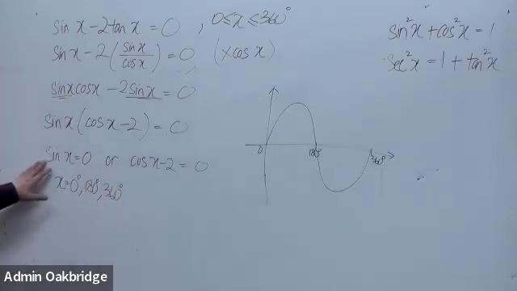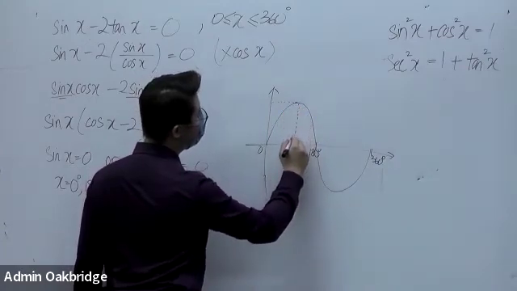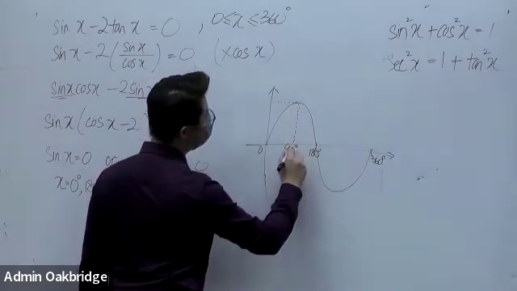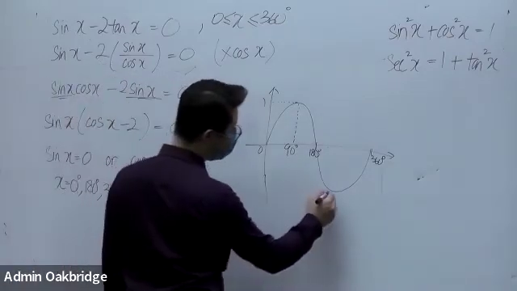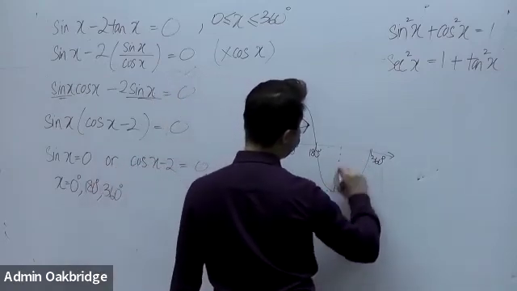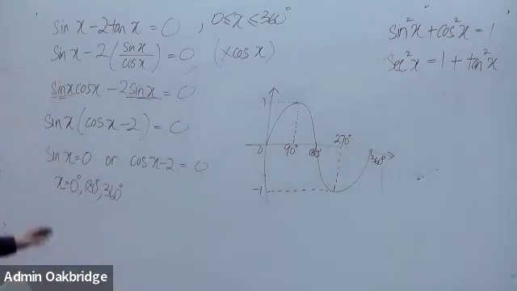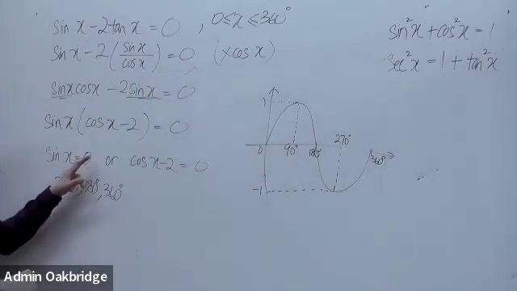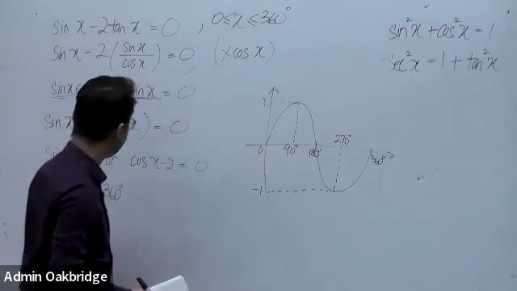Okay, if let's say sine x equals to 1, then the angle should be what? 1 is here, so the angle must be 90. If -1, then this is 270. So when you see sine x equals to 0, 1, or -1, use the graph to find out the angle.